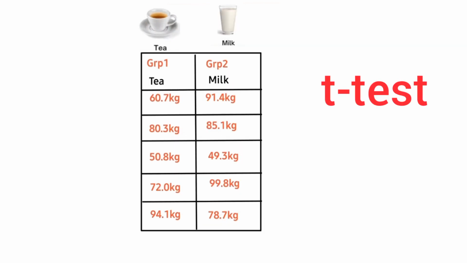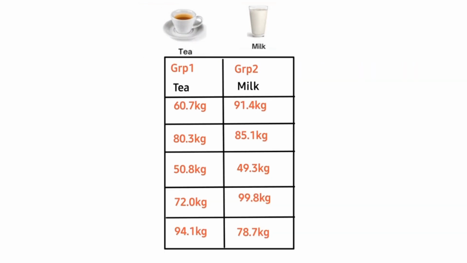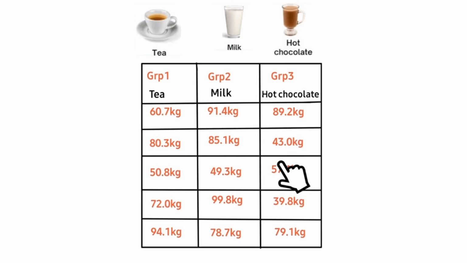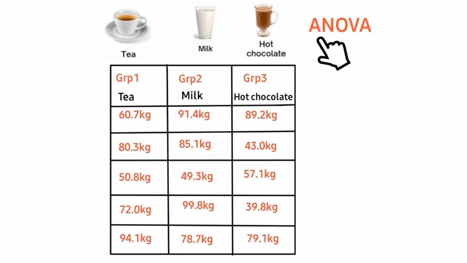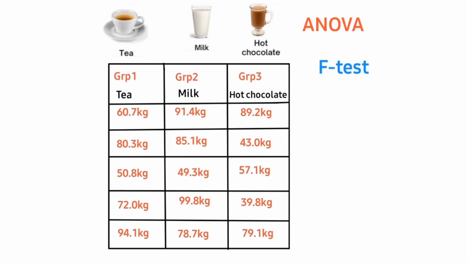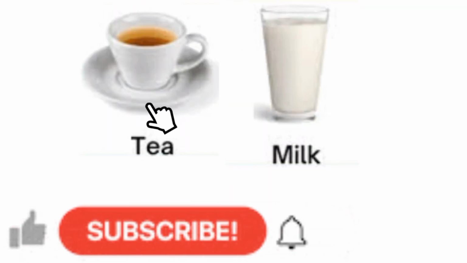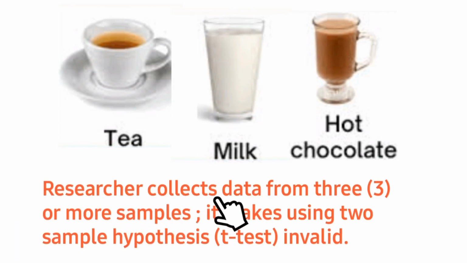Basically, what the t-test does is test the significant difference between two sample means. But when you have a third group, say people that consume hot chocolate, then you use a different approach to analyze this data. That approach is known as ANOVA. That is the acronym for Analysis of Variance, also known as the F-test. This implies that ANOVA, or the F-test, is an extension of the t-test. Please note, the t-test makes comparison between two samples, while ANOVA makes comparison between three or more samples. Once a researcher collects data from three or more samples, using the two-sample hypothesis test, or the t-test, becomes invalid.